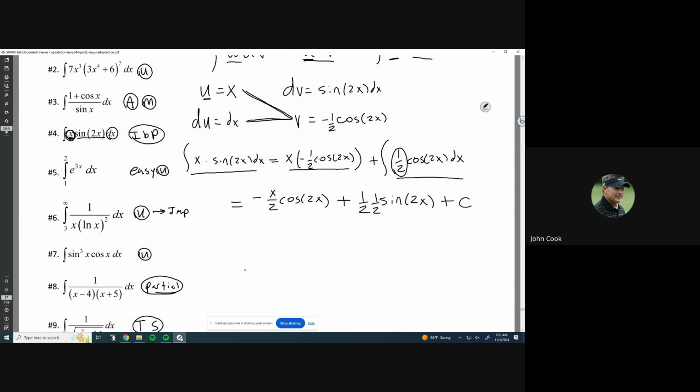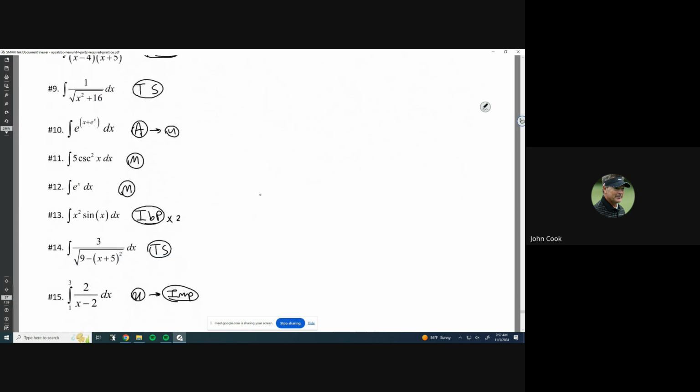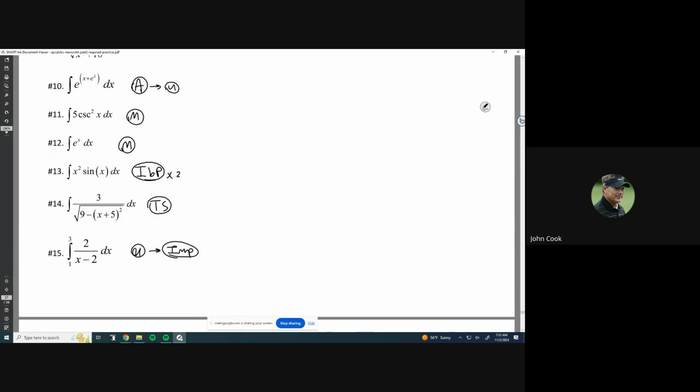Let's keep going through, find some more. There's another one. Okay, so this is one where we have to do integration by parts twice. So we go through our little LIATE pattern. L-I-A-T-E.